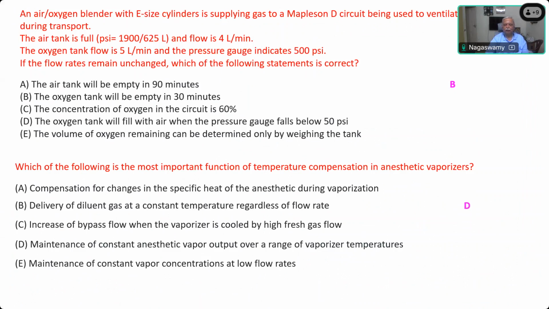Constant vapor output over a wide range of temperature. So it will deliver, that is why they are called more accurate vaporizers. It should deliver the set concentration. The dial setting should not vary based on the temperature.